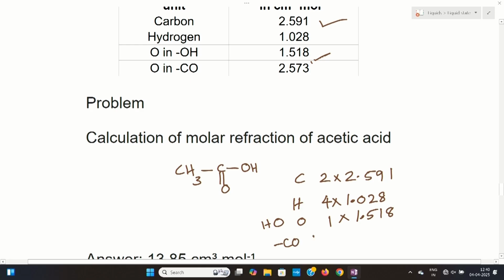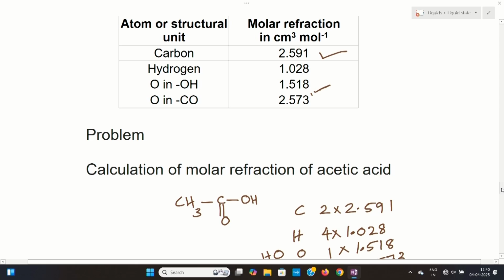Oxygen in CO, the value is 2.573. All these values are in centimeter cube per mole.